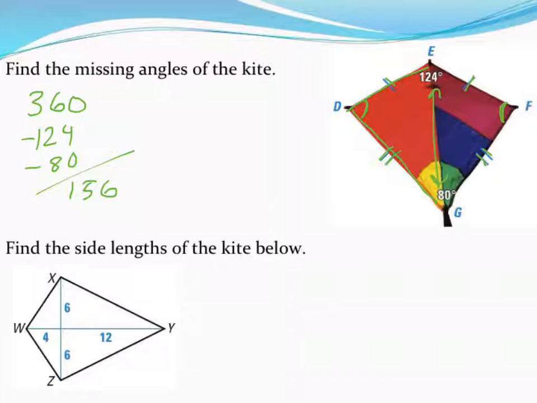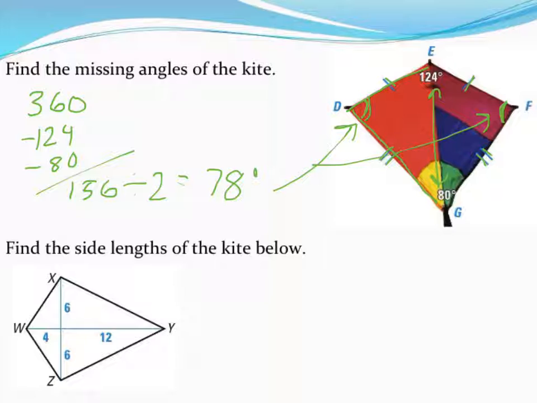That 156 degrees needs to be evenly split between those two angles, because I know that those two are going to be congruent. That's one of our properties of the kite. So let's take that 156 degrees and divide it by 2, and we'll come up with 78. 78 degrees must be the two missing angles. If I want to check that, add 78 to itself, because we have two of those, and then add 80, add 124, and you should come up with 360.